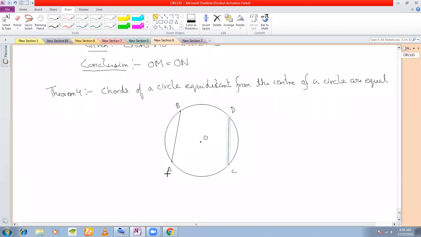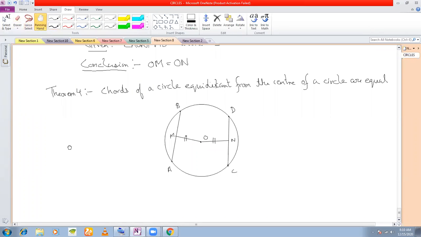So you join these, and these chords are such that the distance means the perpendicular distance of the center from the straight line. Okay, this is M and this is N. These two perpendicular distances are equal.